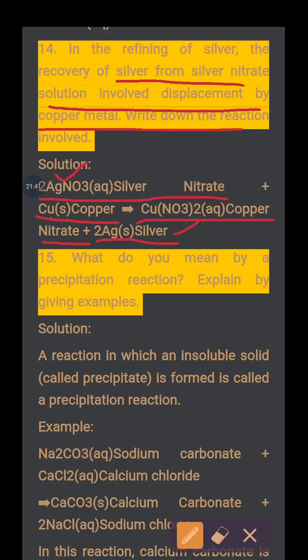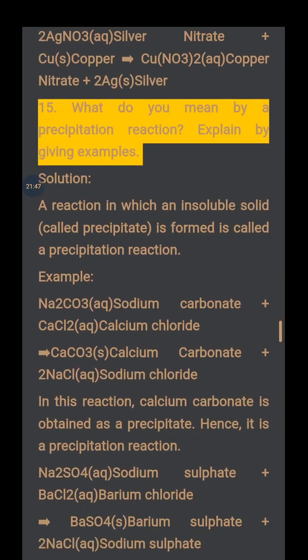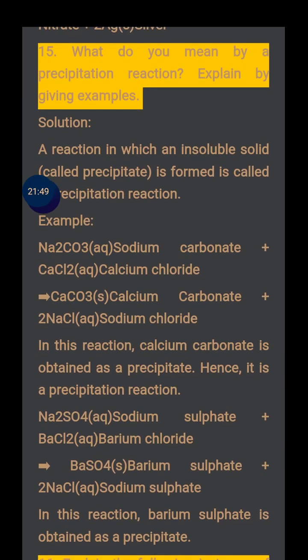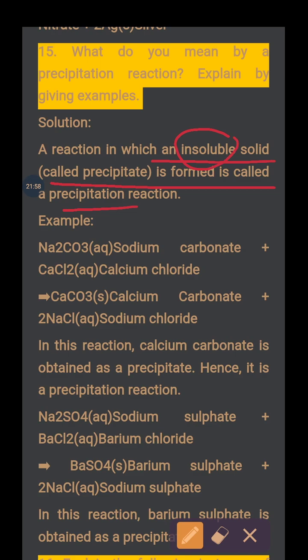Another question: what do you mean by a precipitation reaction? Along with examples. A reaction in which an insoluble solid, called a precipitate, is formed is known as a precipitation reaction.